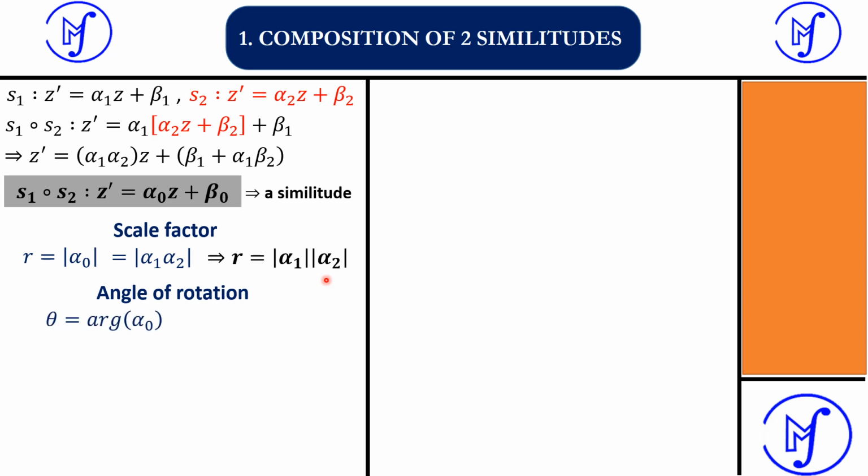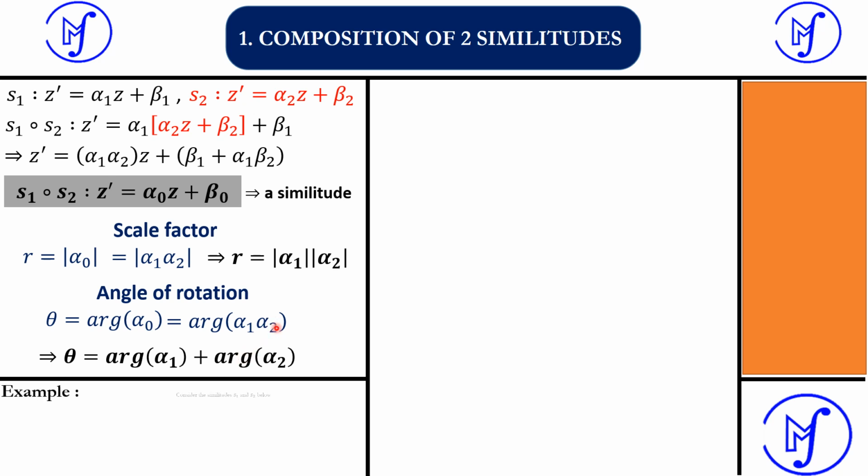What about the angle of rotation? The angle of rotation is simply the argument of the complex number alpha 0, which is the argument of the complex number alpha 1 times alpha 2. From the properties of argument, it means the angle of rotation of our new similitude is the argument of alpha 1 plus the argument of alpha 2.